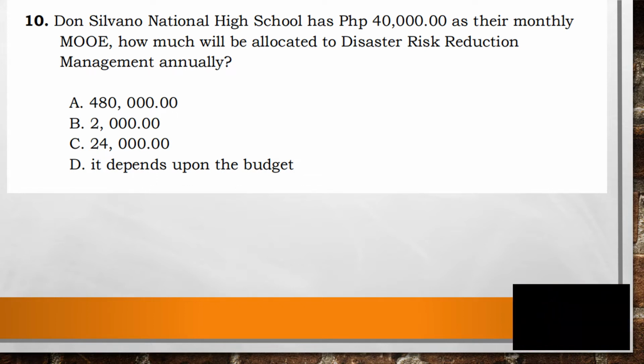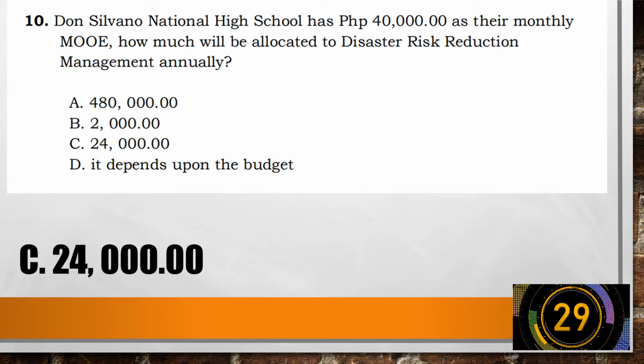Okay, and the correct answer is the letter C, 24,000 pesos. The allocation of DRRM is 5% annually. Since Don Silvano National High School has 40,000 as their monthly MOE, we have to multiply it by 12 months, which is equal to 480,000 times 0.5 or 5%. The result would be 24,000 as the annual budget for DRRM. So that's 24,000 pesos.